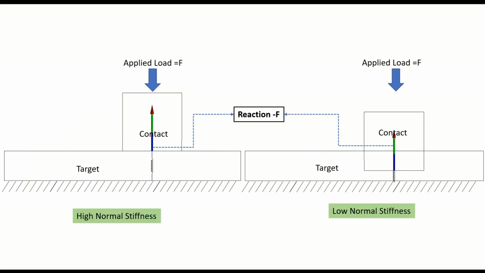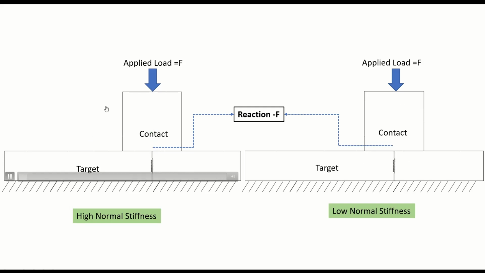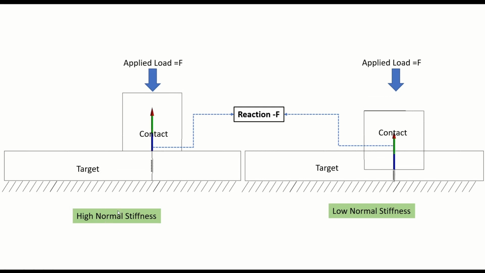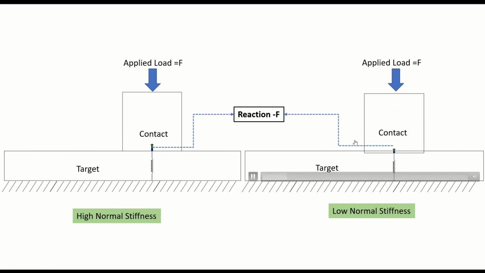When you specify a normal load F to a contact body, you will obtain the same force as the contact reaction, irrespective of the normal stiffness defined between them. However, as you see, the penetration between the contact and the target would be low for high contact stiffness, and the penetration would be high for a low contact stiffness. Please note, the spring that you see is only for visualization purpose and does not contribute in the physics of the problem.